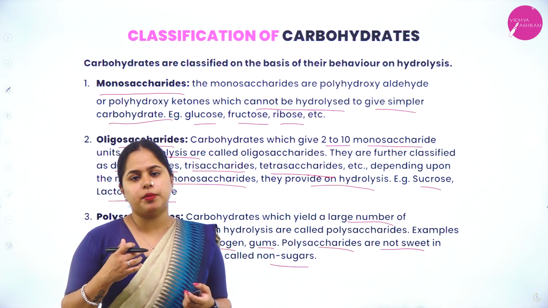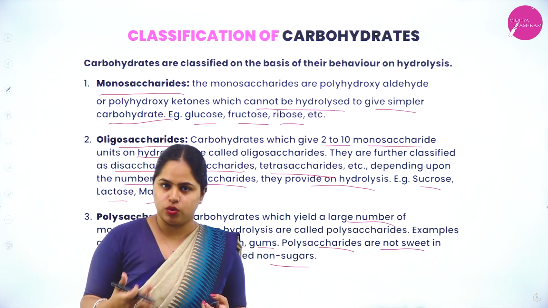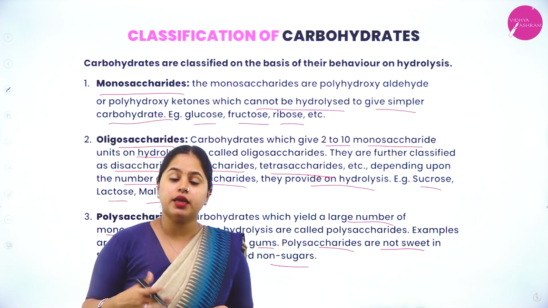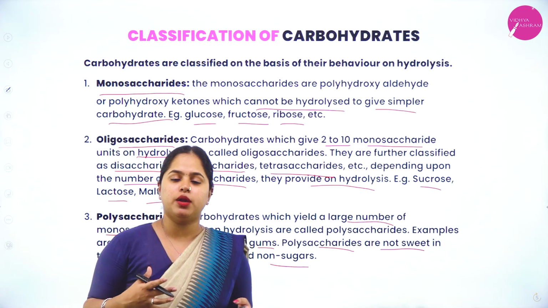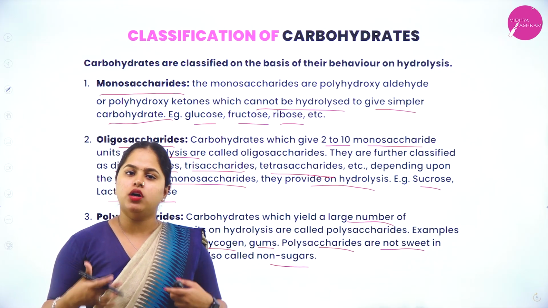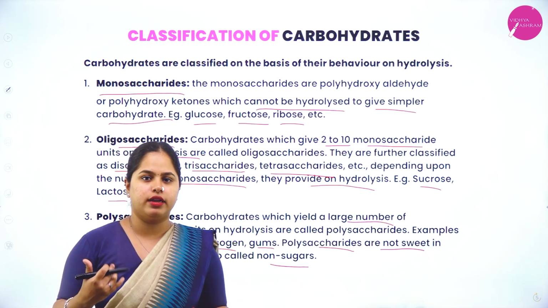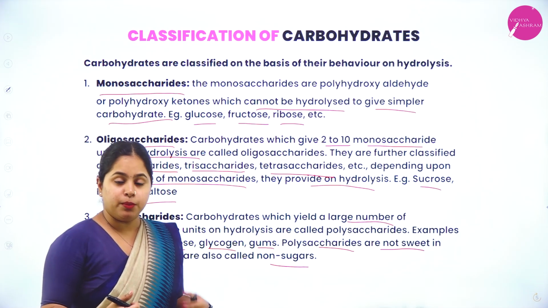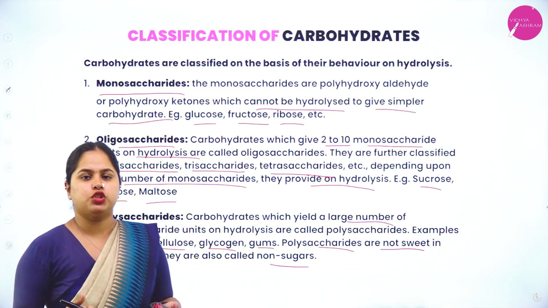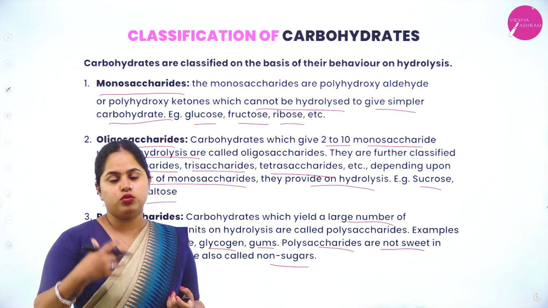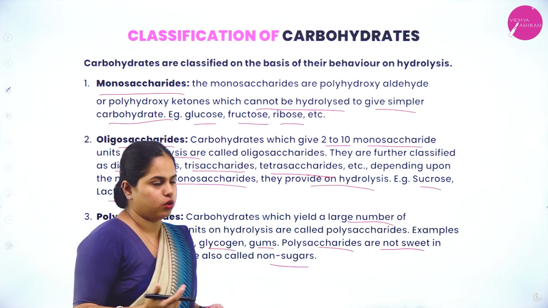Just now we discussed in the beginning that carbohydrates are called sugars because they generally have a sweet taste. But considering polysaccharides, which are made up of more than 10 monosaccharide units, they are not sweet in taste, hence they are called non-sugars. Carbohydrates are called sugars, but polysaccharides are not called sugars because they have a large number of monosaccharide units which loses its sweet taste and it's called non-sugar.